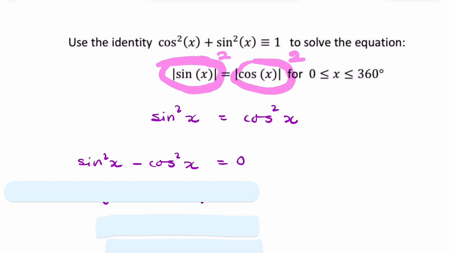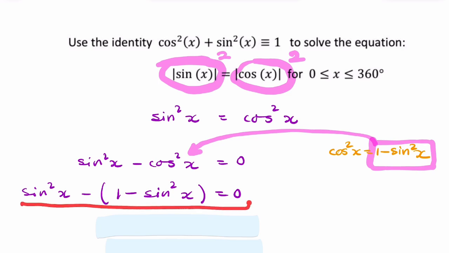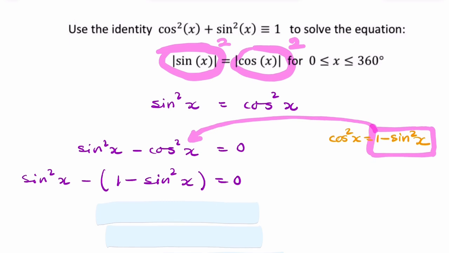And then if we rearrange this identity, that gives us cosine squared x equals 1 minus sine squared x. And we can take that and replace the cosine squared. So now we have an expression that has only sine squared in it. So it's a quadratic expression. We're able to solve that.